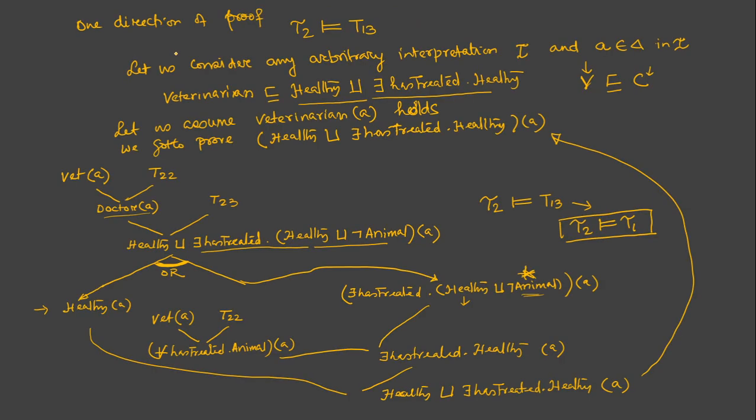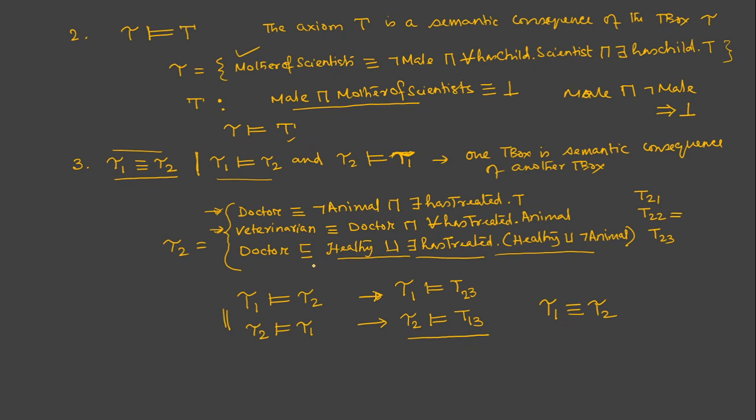Now let us work on the other part, right? So the other part of the proof is basically trying to say that we have to prove that T1 is a model of T23, right? So what do we have in our T23, let us go back. In T23, we have doctor is a subclass of healthy union has treated healthy not animal, right?